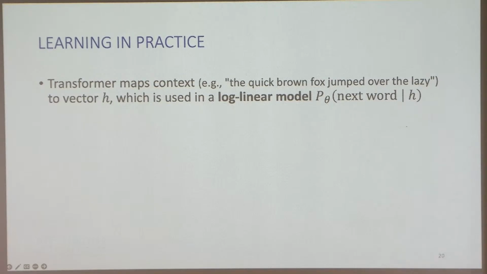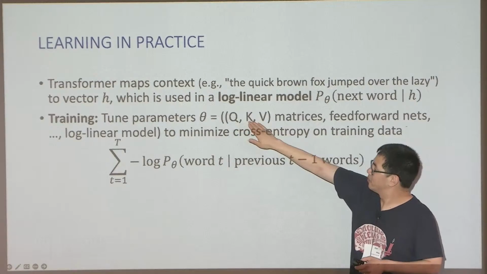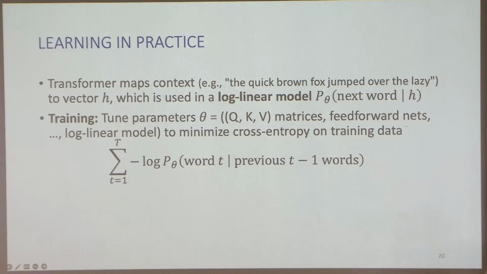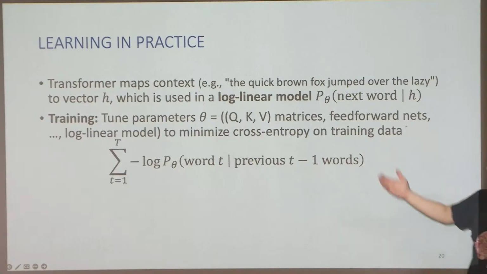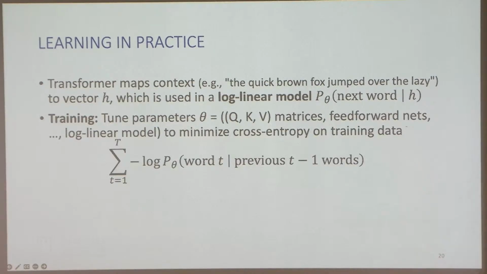Now that we have a way of distilling any context, any sequence of tokens, into a vector, and we have a statistical model that will help us predict what the next word is going to be, we can try to tune the parameters of this model. That includes all of the query matrices, the key matrices, the value matrices of all of the self-attention heads in your transformer, all of the feed-forward nets, all of the other parameters Ankur didn't mention, and all the parameters of the log linear model part. All of those parameters get tuned to try to minimize some objective. And that objective typically is the cross-entropy objective.